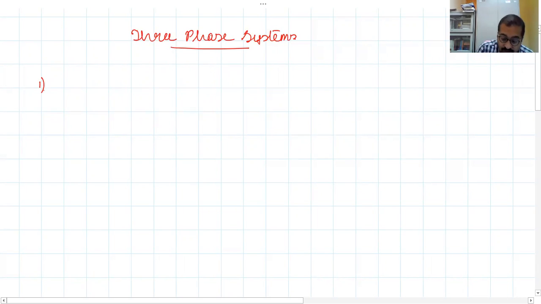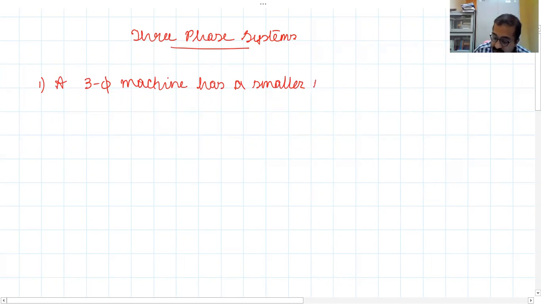One, a three-phase machine has a smaller size than a single phase machine of the same power output.